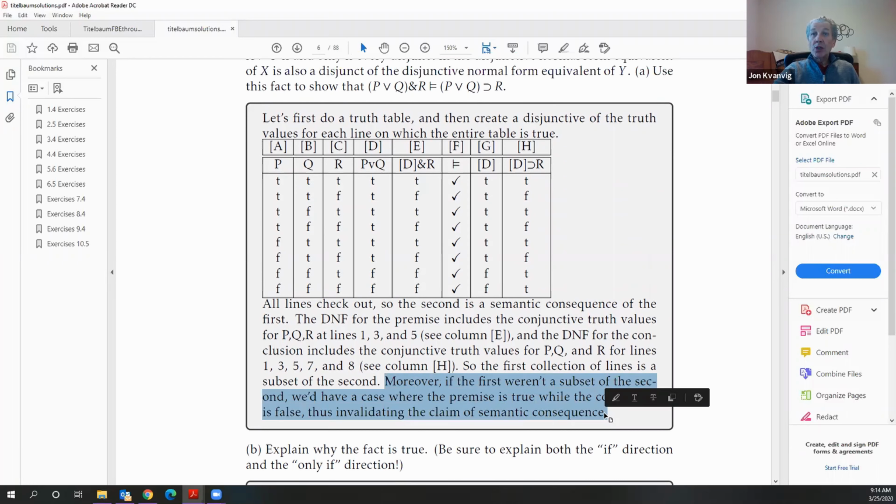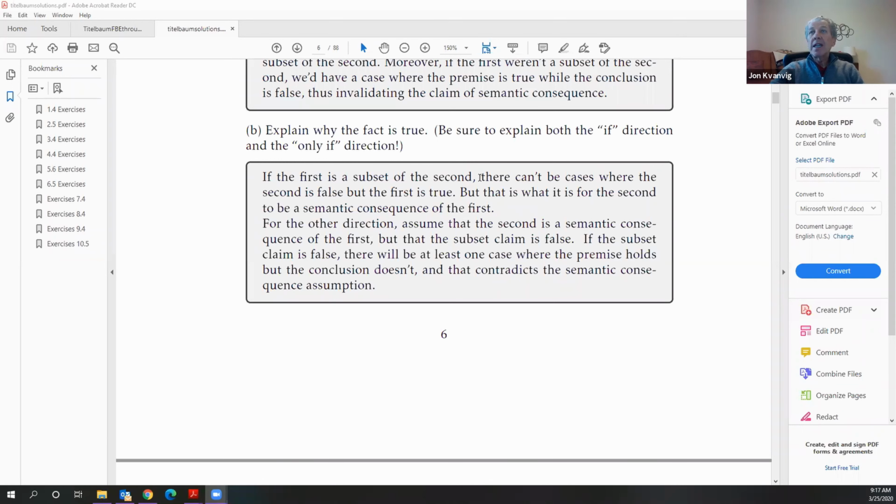If the first weren't a subset of the second, we'd have a line on the truth table where the premise is true while the conclusion is false, thus invalidating the claim of semantic consequence. For the if direction, if the first is a subset of the second, there can't be cases where the second formula is false but the first is true. That's what it is for the second to be a semantic consequence of the first.